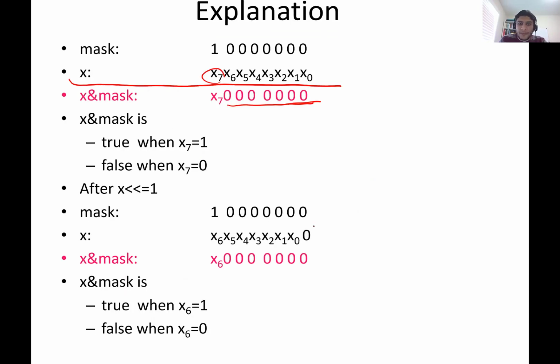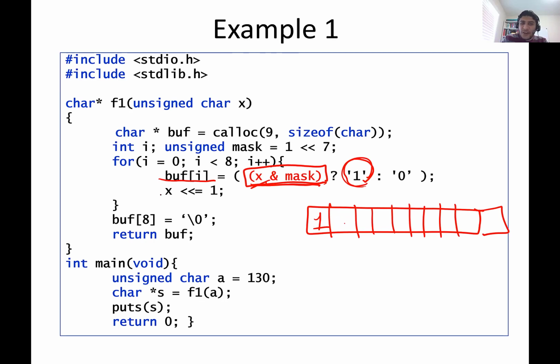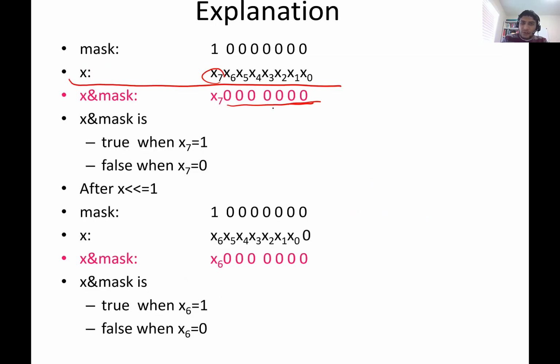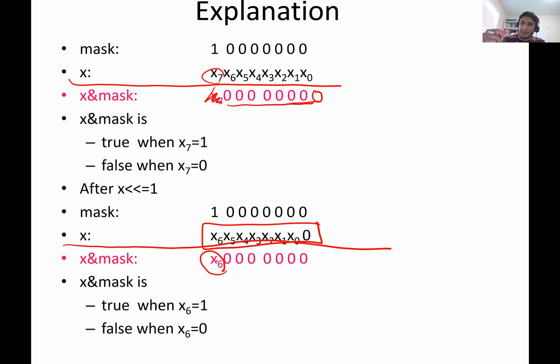And then let's continue. Afterwards, I shift X to the left by 1, which means if X was originally that, shifting it to the left by 1 places a 0 here and loses the last bit. So now this is the new X after shifting left by 1. And I'm repeating the masking operation, which means I'm getting X6, right? The 6th bit of X, like the bit in the 7th position, and then X5, and then X4, and then X3, right?